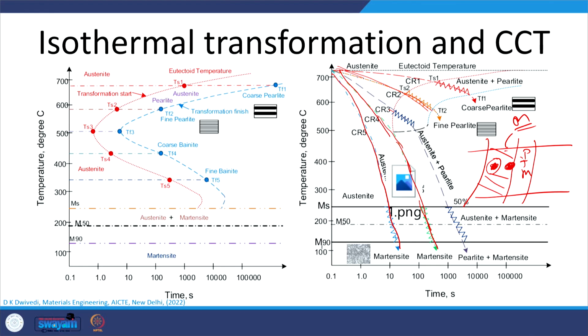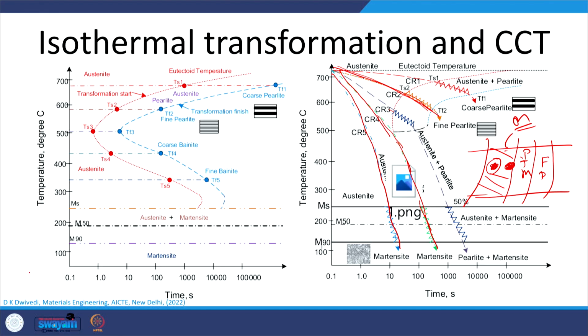Further away, if it is the Cr2, then here we will be having the fine pearlite formation. And in the further away locations, the point here is that the locations will be experiencing different cooling rates, and accordingly different phases will be formed, and that is why.